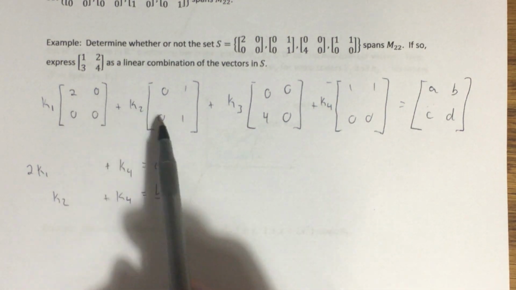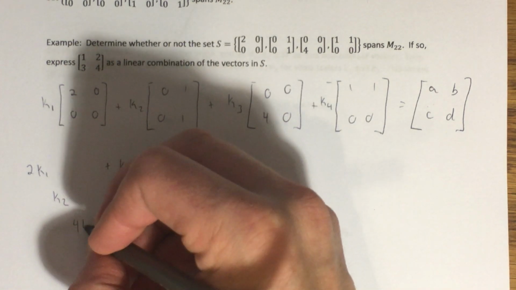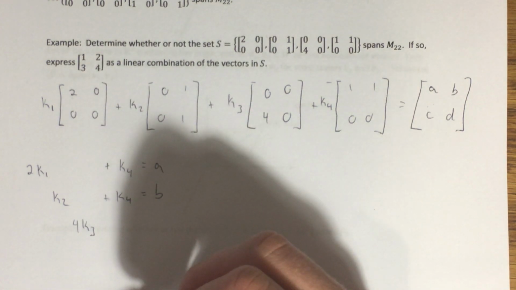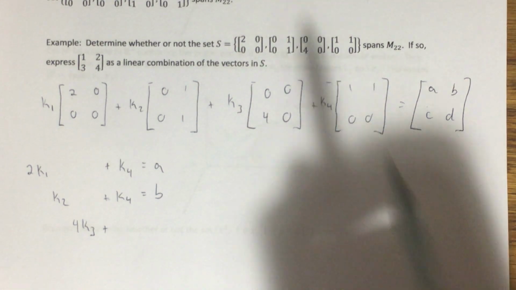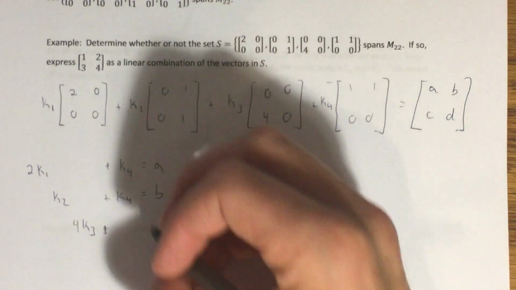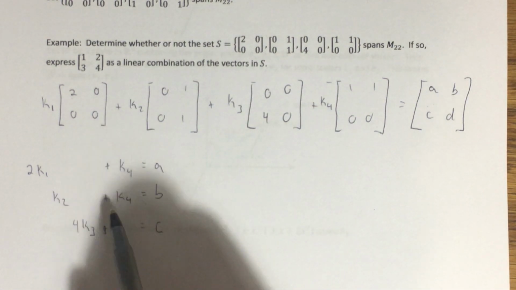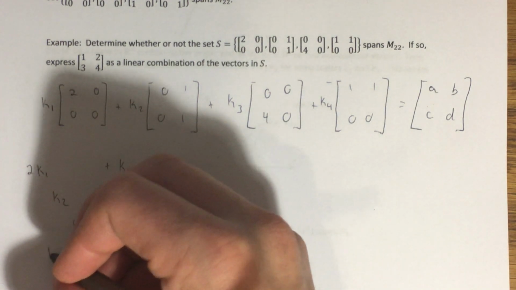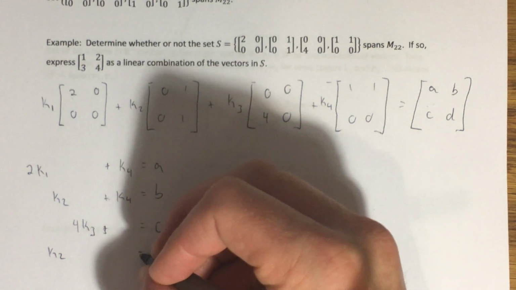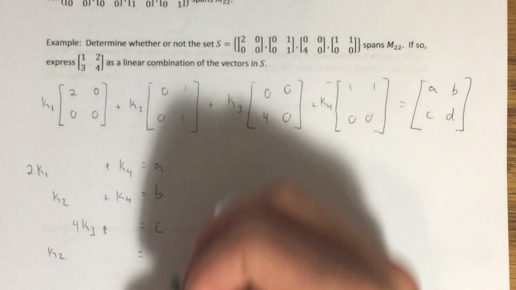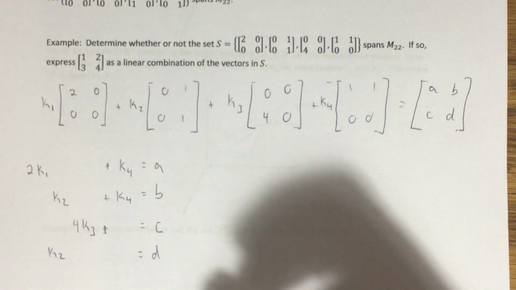And then down here, I have a 0 plus 0 plus 4K3, plus 0 again, so there's actually no need for the plus there, that would equal C. And then looking at my fourth entry, I'm going to have 0 plus K2, so I have a K2 here, 0 and 0, and that's going to equal D. All right, so I'm going to say D. Let's turn this into an augmented matrix.